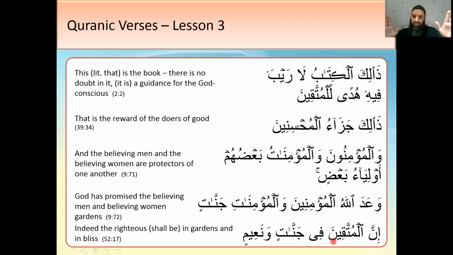We don't need to know that, it's already written, but it's for those who just want to know why it is not marfu anymore. It starts off marfu if nothing comes in front of it, but when words come in front of it, it changes the way you say it. So it's not going to be innal muttaquna, that's wrong. It's going to be innal muttaqina. Carry on. Fi is in. In jannatin, gardens. Wa na'im. Wa and in bliss. Yes, in bliss.